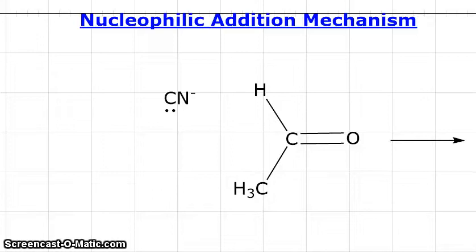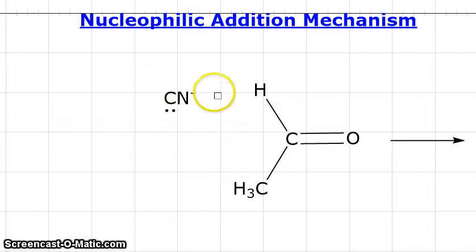Today we're looking at the nucleophilic addition mechanism, reactions between nucleophiles and carbonyl compounds. Today we're going to exemplify with an aldehyde, and this aldehyde is ethanal because it's got 2 carbons. Remember, it's an aldehyde because there's a hydrogen attached to the carbon rather than another carbon here.